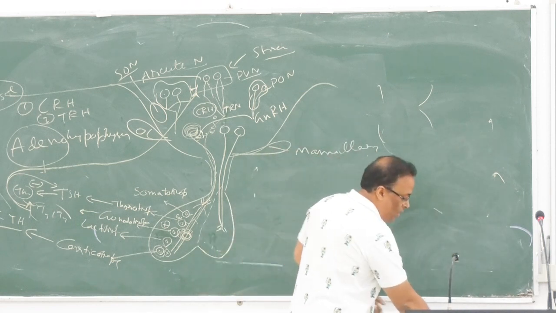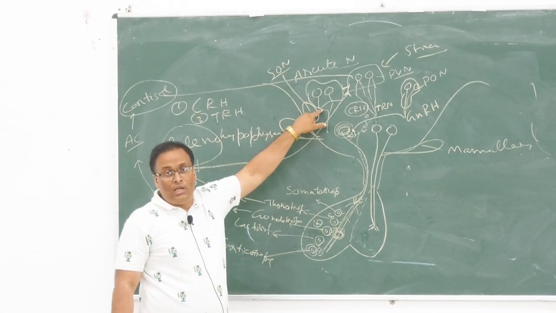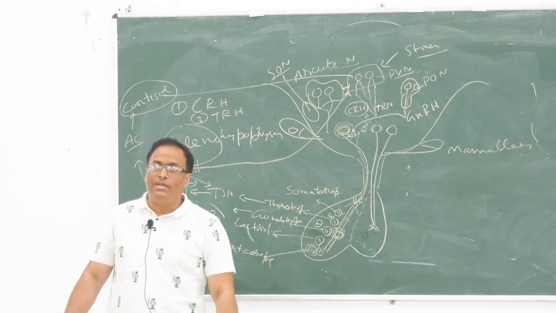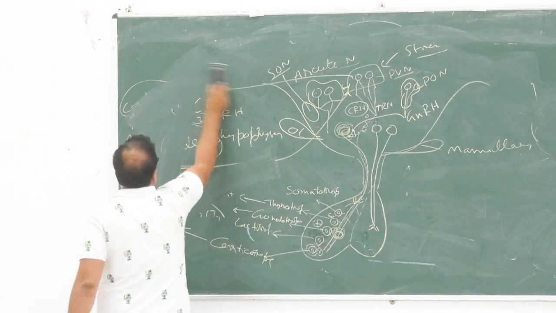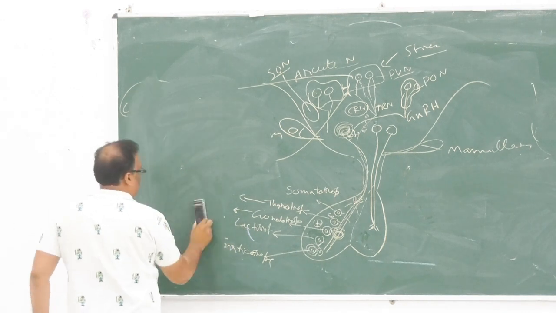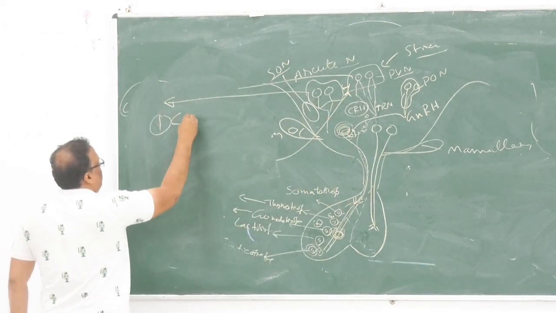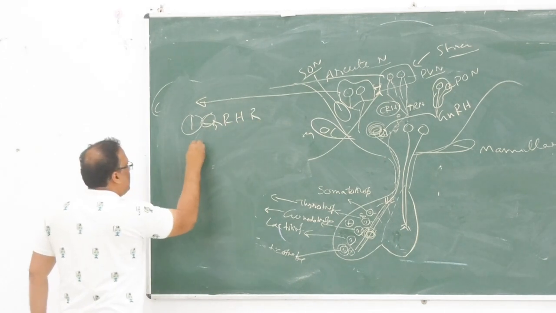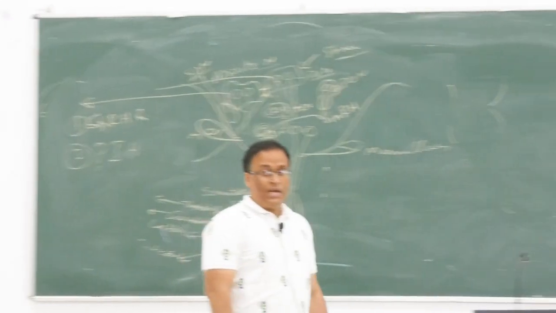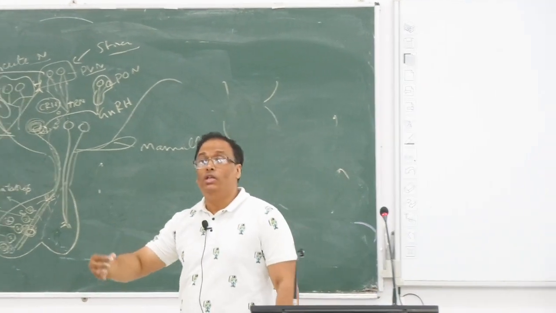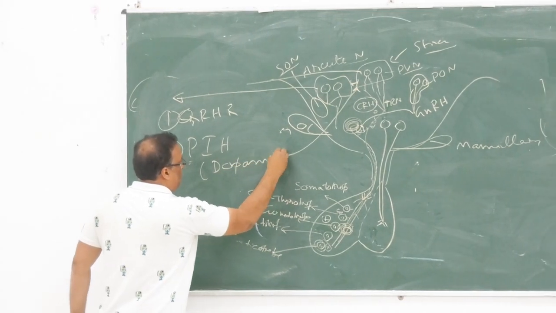Now another nucleus I'm coming to, that is the arcuate nucleus. From here two things come out. One is growth hormone releasing hormone, another is prolactin inhibiting factor or hormone. Here it is tricky. This prolactin inhibiting hormone is also called dopamine. It's very important.